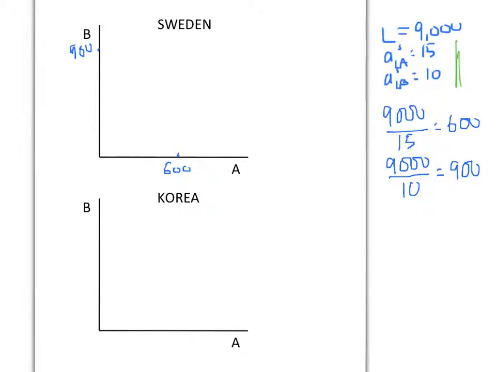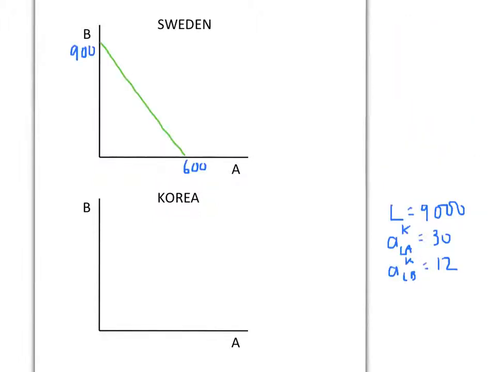Since technology always stays the same, the production possibilities frontier will be a straight line. We can draw the PPF for Korea as well. Korea has 9,000 workers, and the unit labor requirement is 30 for Industry A and 12 for Industry B. Therefore, we can calculate that in Korea, they could produce 9,000 divided by 30 equals 300 units of A, or Korea could produce 9,000 divided by 12 equals 750 units of B. Again, technology stays the same for Korea, and therefore the production possibilities frontier is a straight line.